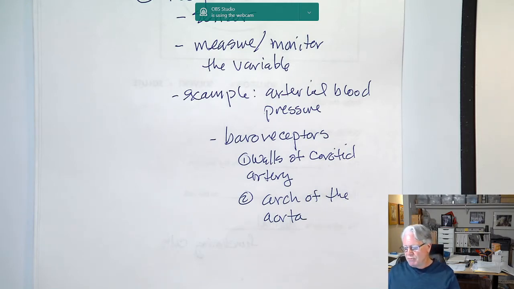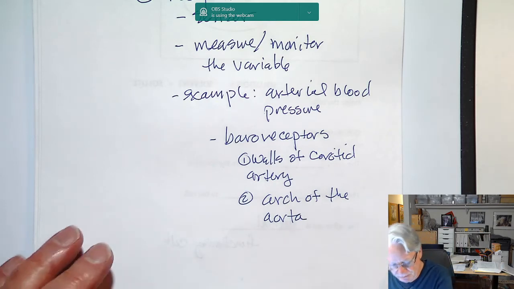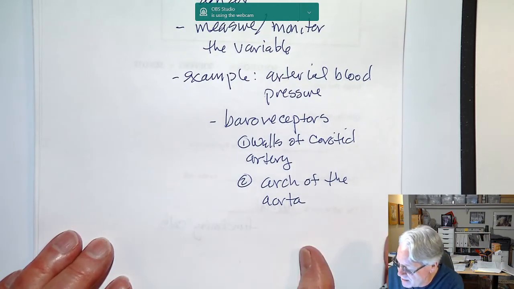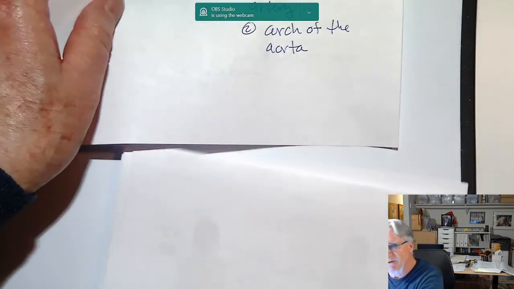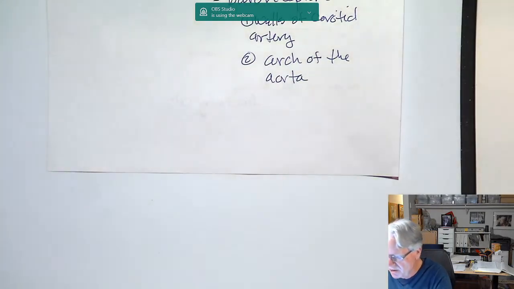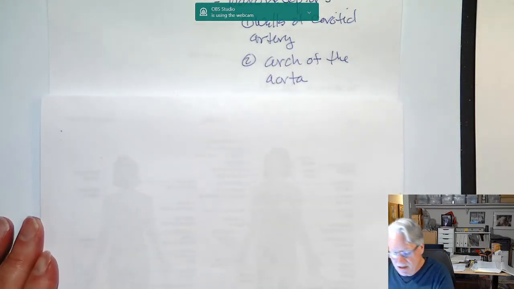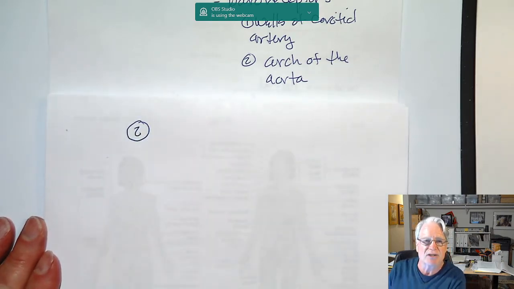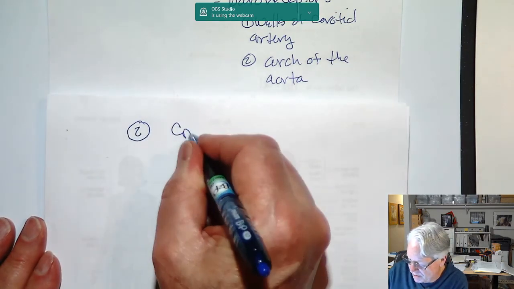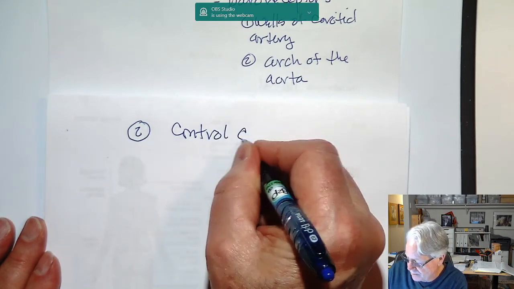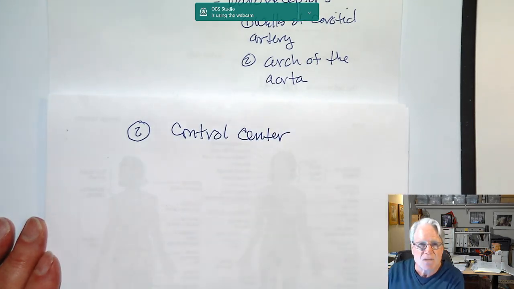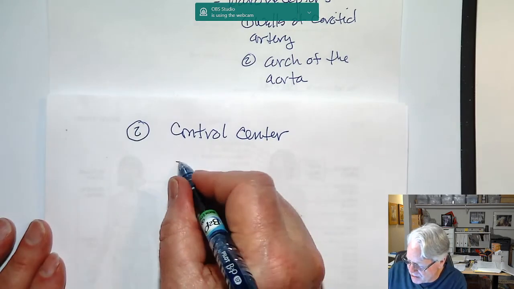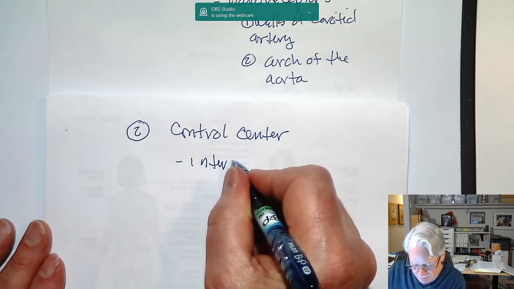All right, so we measure that variable, in this case, arterial blood pressure. What's next? Well, the second thing that we need is to be able to control that variable. We need to have a central location where information is collected and decisions are being made. And so this is the second piece of our puzzle, and that's going to be called the control center. So we have a control center. And this, as I said, is going to integrate information.